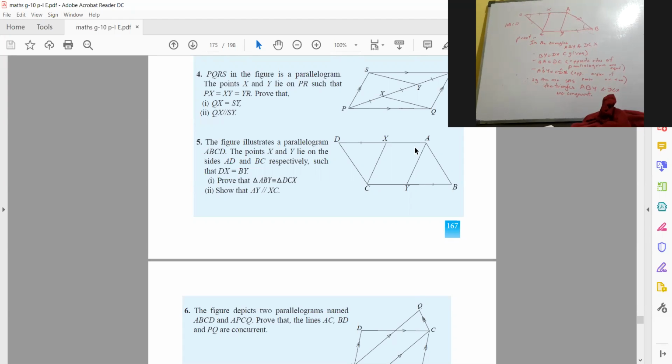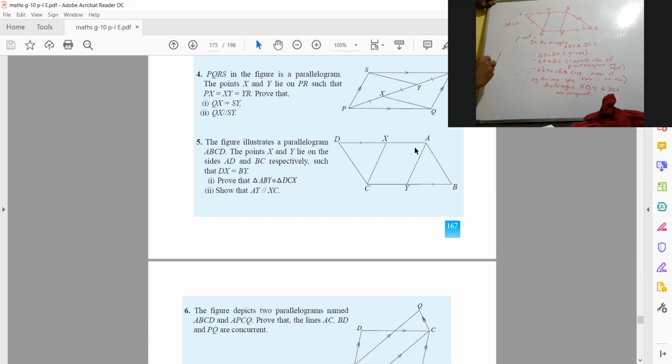Now I'll do the second part, if you have written it down. Now they are asking us to show that AY is parallel to XC. That means these two lines, AY and XC. What can we use here? We can use those angles that I told you earlier: alternate, allied, or corresponding.